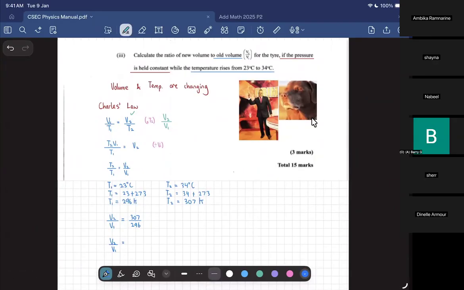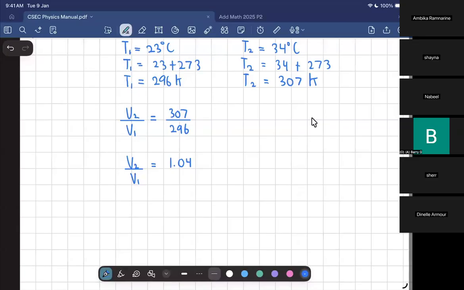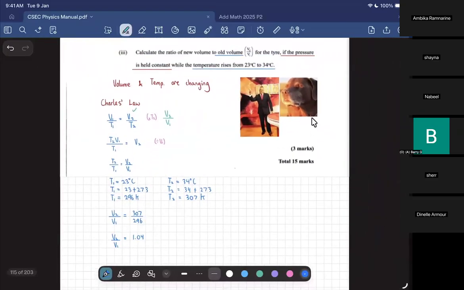One point zero four. Say that again? 1.04. Right. That's it. Let me know if you guys understand that. So we wanted to calculate V2 over V1, right? V2 over V1 is 1.04. So in other words, V2 is actually 1.04 by V1. That's the ratio. So it's like a 1 to 1.04 ratio.